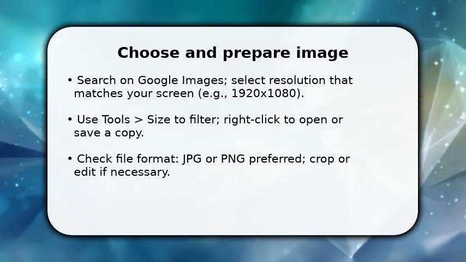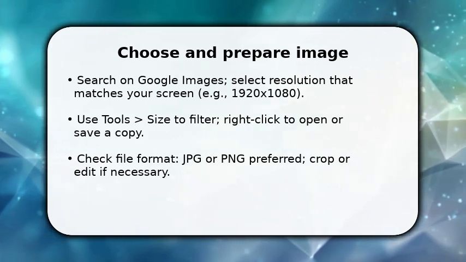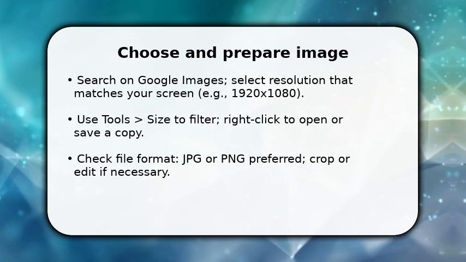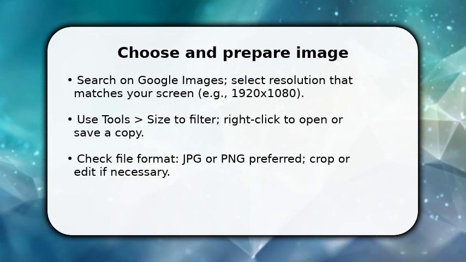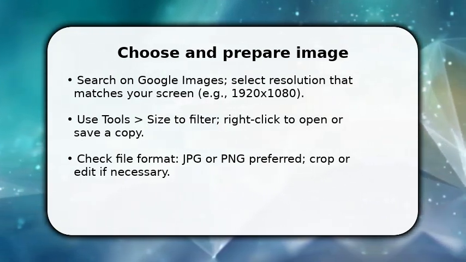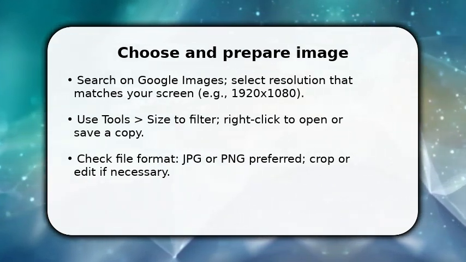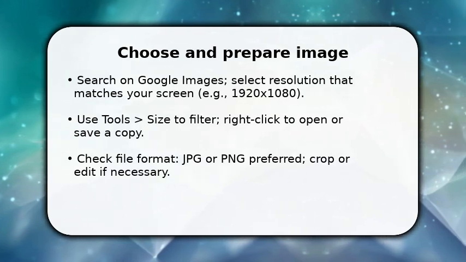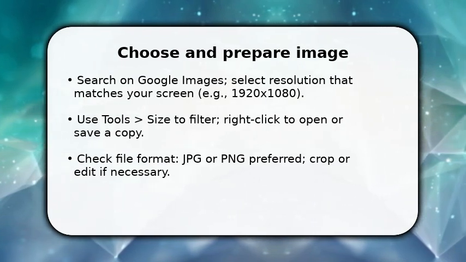You'll start by finding the exact Google image you want and confirming it fits your display. Once you locate it, use Tools Size to pick a matching resolution so the wallpaper won't stretch. You can right-click to open the image in a new tab, then save a copy to your device. This ensures you have a local file. Make sure it's JPG or PNG. If needed, crop or rotate now so placement is correct before continuing.